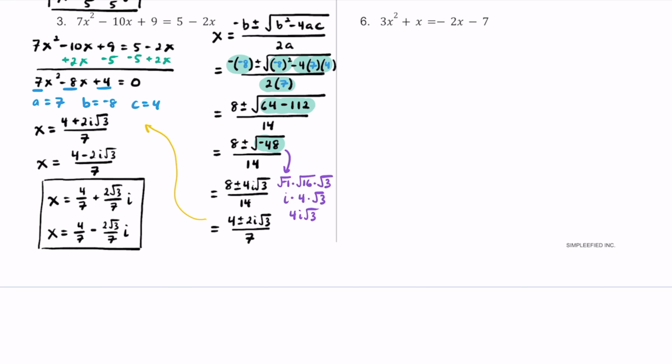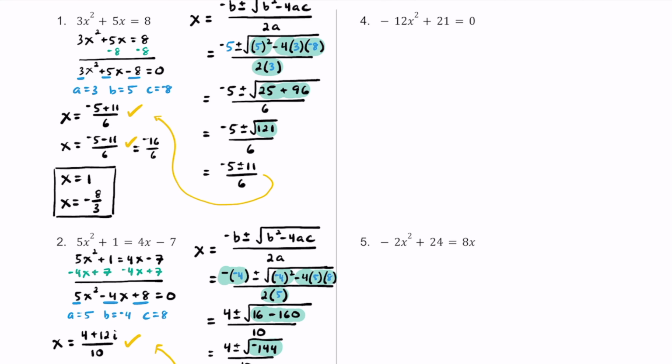For number 4, we have this equation -12x squared plus 21 is equal to 0. Here's our quadratic formula, and we already have this equation written in standard form. I'm just going to rewrite it here. So we have -12x squared, and then we have plus 21, and that's equal to 0.